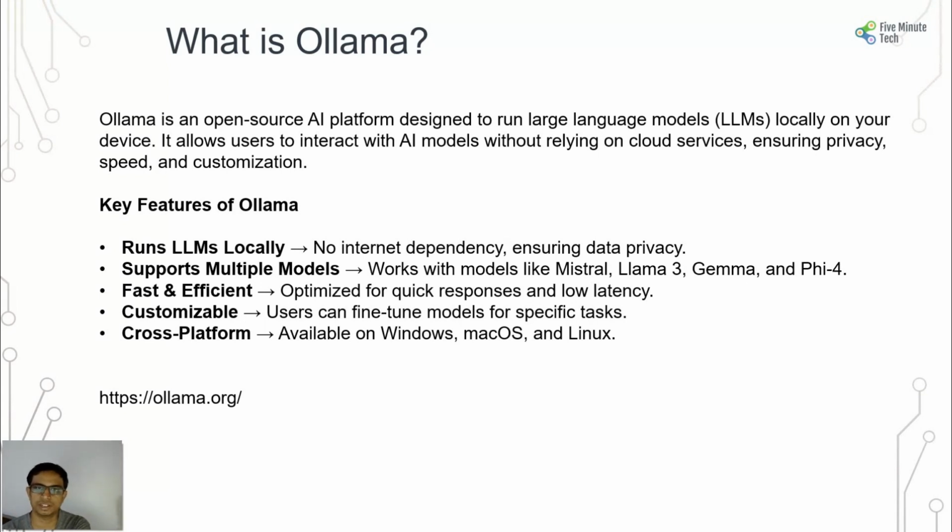First, let's understand what the key features of Ollama are. It runs the LLMs locally, it does not require internet, and there is data privacy. It supports multiple models. It works with models like Mistral, Llama 3, Gemma, and Phi 4. It is fast and efficient, optimized for quick responses and low latency. It is customizable. Users can fine-tune models for specific tasks. It is cross-platform, available on Windows, macOS, and Linux, and will be running on WSL.